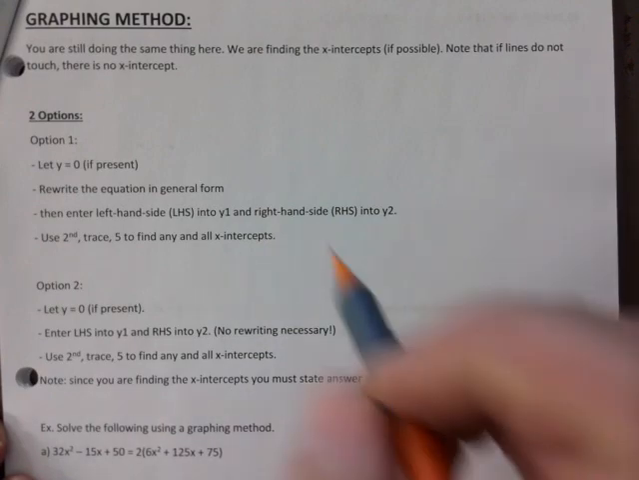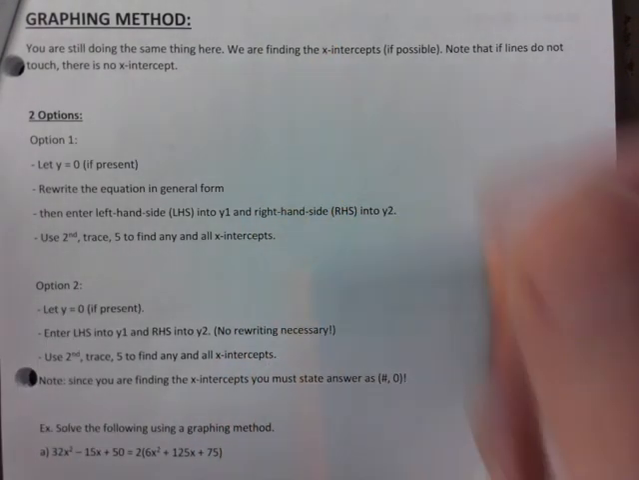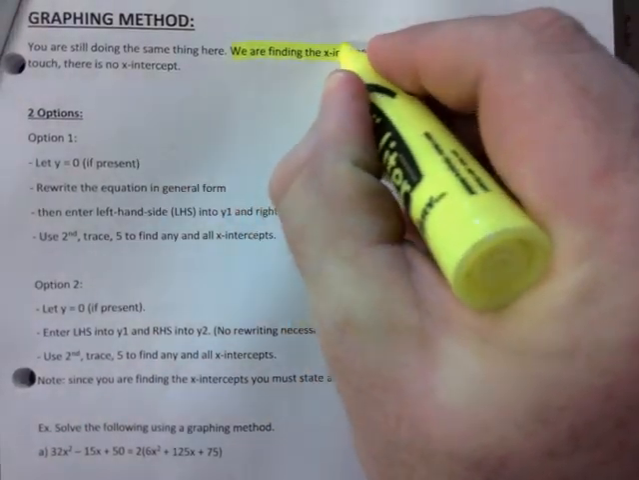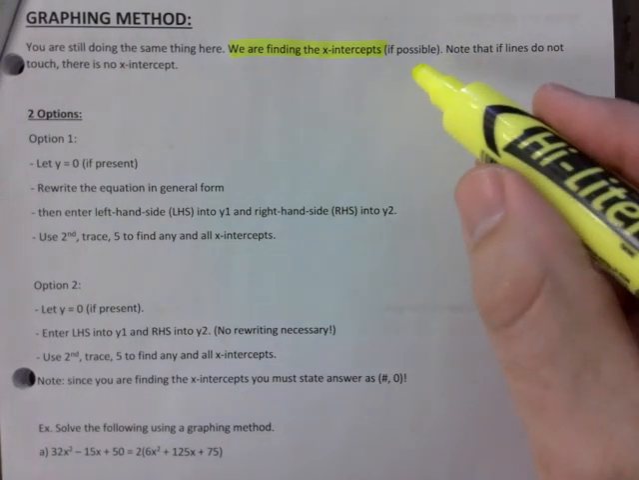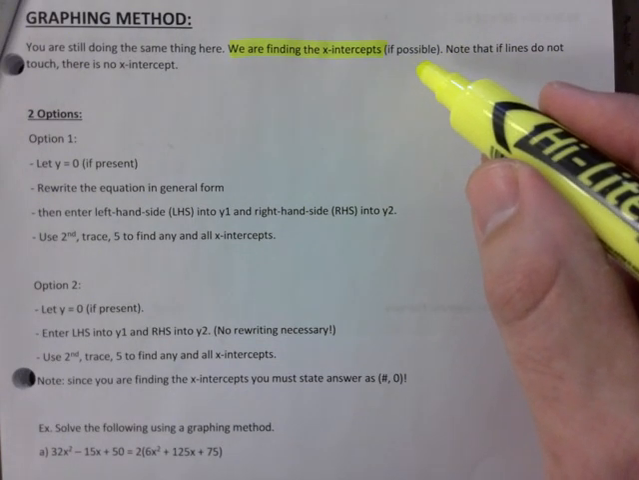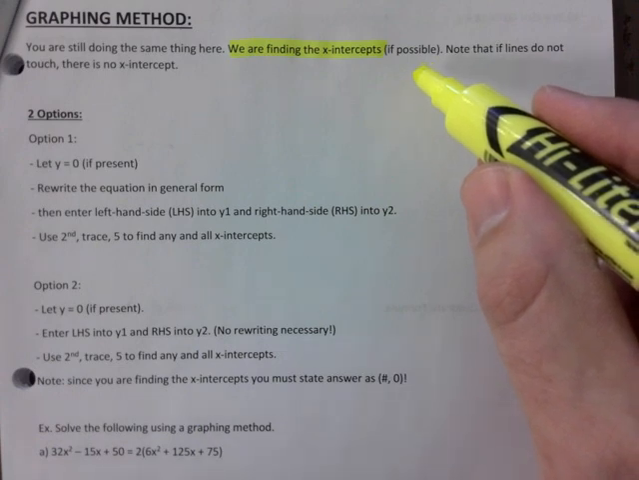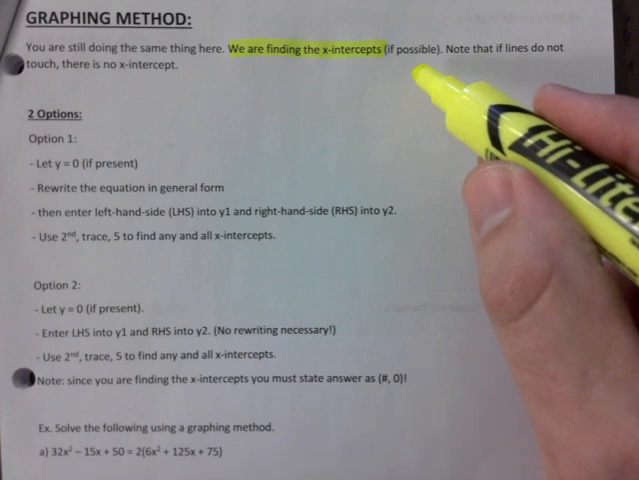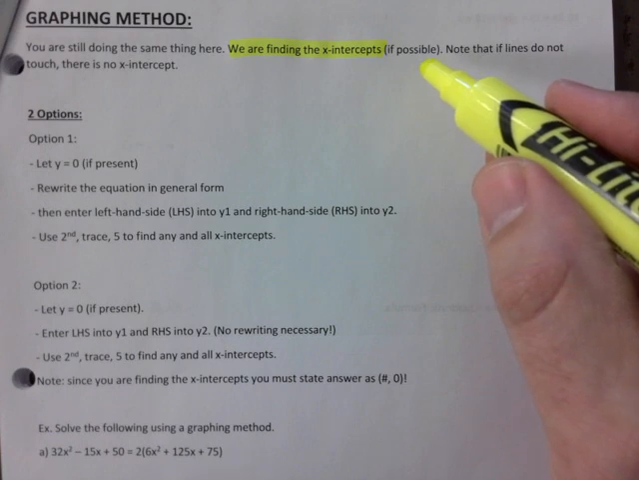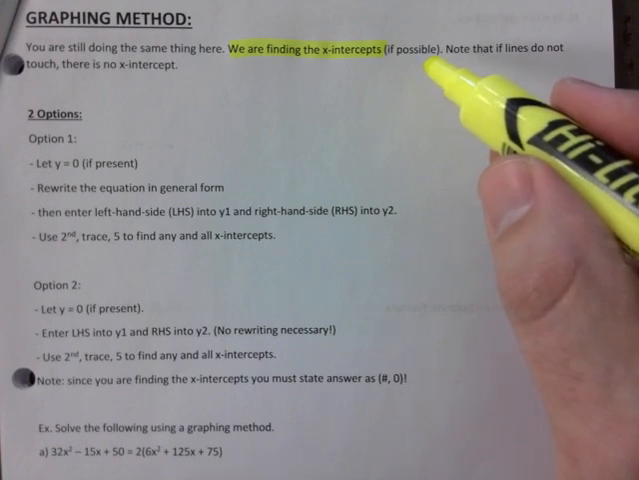You're still doing the same thing here. We're finding the x-intercepts. Okay. And I do put it down if possible because it could be that your parabola never crosses the x-axis, in which case, see the connection here, the graph would never cross the x-axis, right? Your quadratic formula, if you were to do it, you would get a negative inside the root, okay?